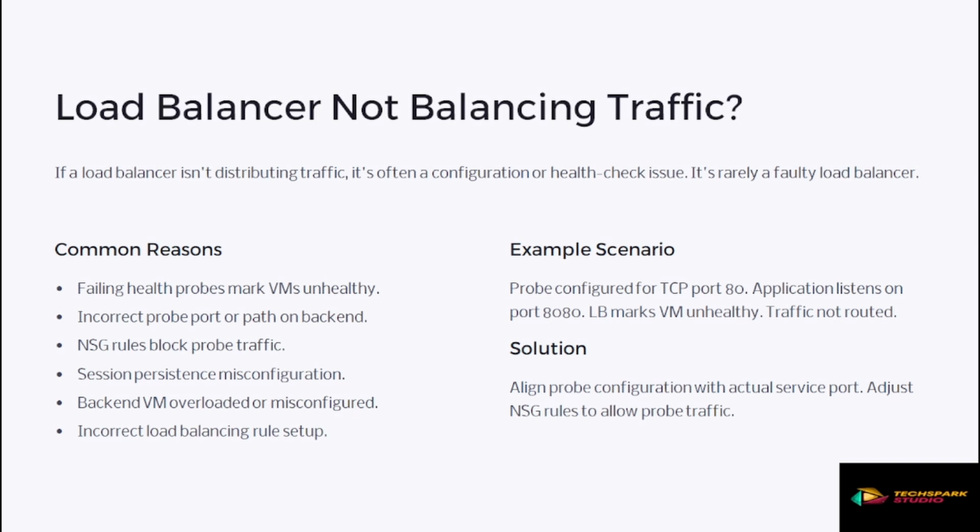Intermittent 502 errors are another common frustration. They indicate that the load balancer did not receive a valid response from the backend. This could stem from resource exhaustion, application crashes, or transient network issues. To resolve this, identify the backend that is failing. Check application logs, probe settings, and VM resource metrics. If SSL is involved, review your TLS settings as well.